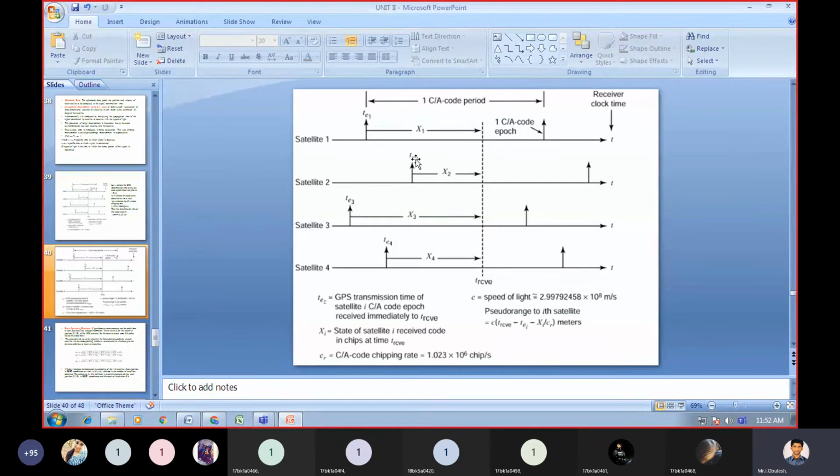Here we have a T_s. T_s is nothing but the transmission time of satellites 1, 2, 3, 4. The C/A code approach received immediately at T receive. You just need to remember this. This is already over. For the sake of you only, we are reminding you of that.